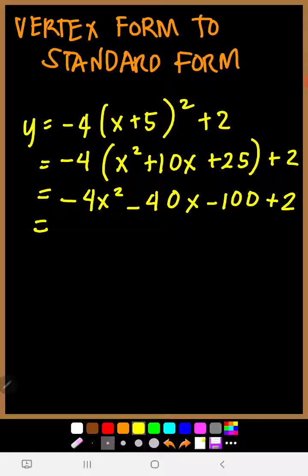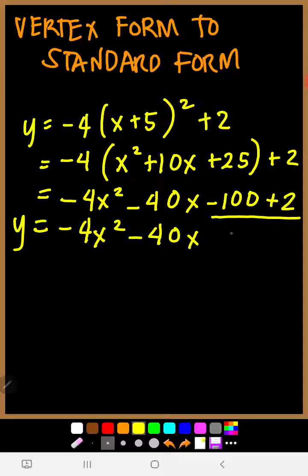And then next is you combine yung last two terms o dalawang constant term doon. Kasi sila naman lang ang pwede pagsamahin. So, ang standard form is negative 4x squared minus 40x. So, negative 100 plus 2 ay negative 98. So, the standard form of negative 4 times quantity x plus 5 squared plus 2 is y is equals to negative 4x squared minus 40x minus 98.